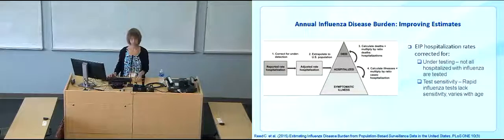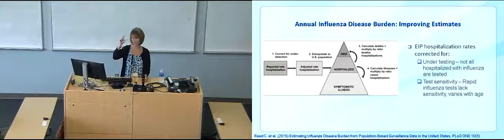So they've created these models that adjust for these factors. They adjust for under-testing, and then they adjust for the kinds of tests that are used. And we collect this data in EIP so that they can make those adjustments. They then extrapolate that to the whole U.S. population because, again, these are just 13 sites, but that data is extrapolated to the U.S., and then that data can also be used to extrapolate deaths, and using some other data, not EIP data, they extrapolate everybody with symptomatic illness to really give a fuller picture of flu.